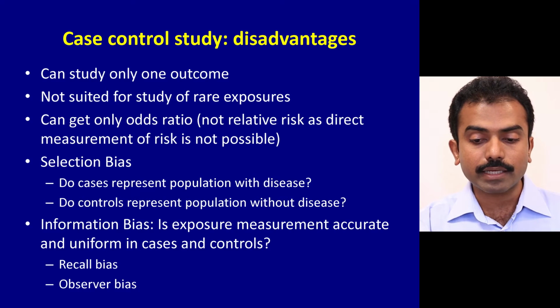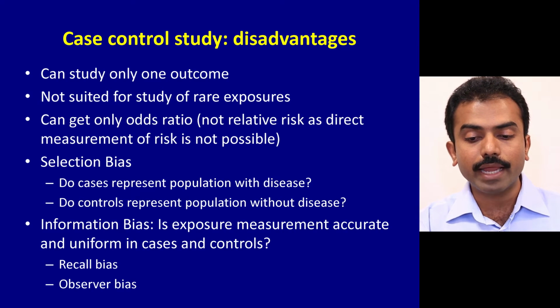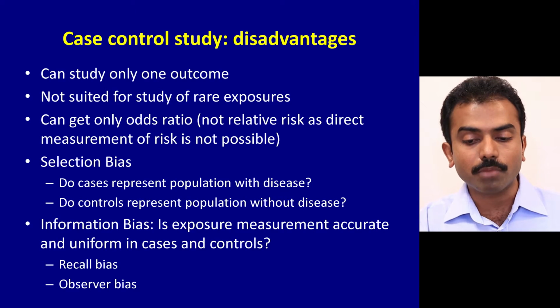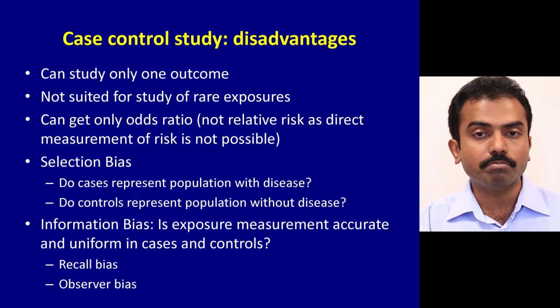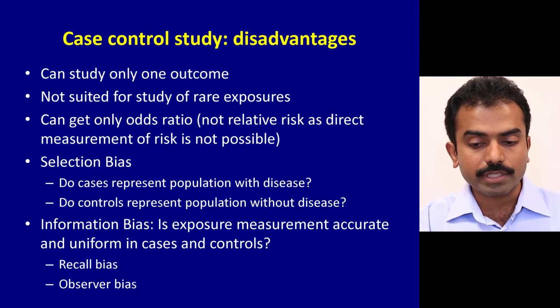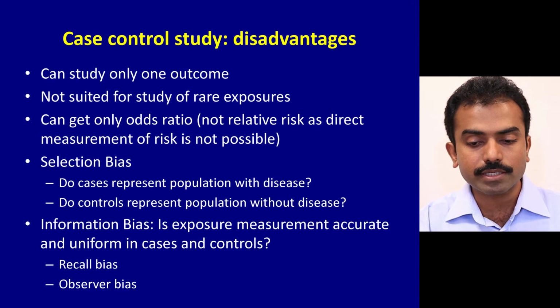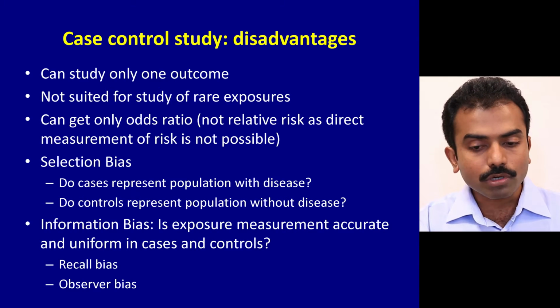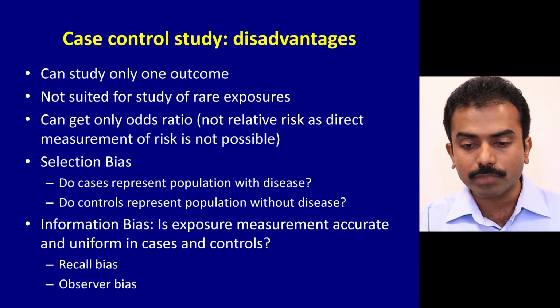For example, let's say we want to look at whether maternal flu during pregnancy is related to delivering a congenitally malformed baby. Now, if you look at a mother who has delivered a congenitally malformed baby, she is devastated, and she has already gone through a great process of introspection. She might have lived her pregnancy several times over, thinking, what wrong have I done? Is it that drug that I took? Is it the smoking?